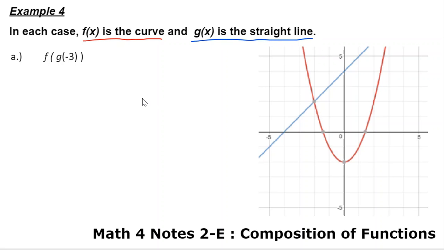I had to spell out the English like that because I realized that when I printed this out on paper, I didn't have red and blue. I had black and almost black. So I had to describe f of x as the curve and g of x as the straight line. That's probably the easiest way to keep them straight.